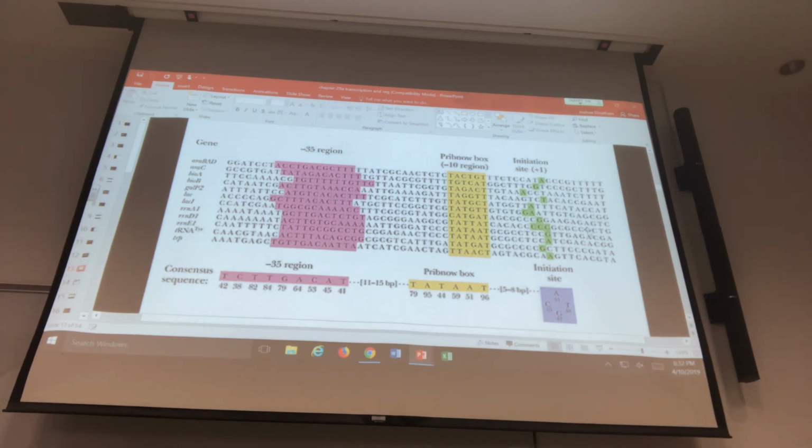So, oh yeah, here's the vocab term: Pribnow box, which is the consensus sequence that you find in prokaryotes. And here's the reason why it's often confused with the TATA box. Look at the pattern of the Pribnow box. That's why it is very often confused with the TATA box in eukaryotes.